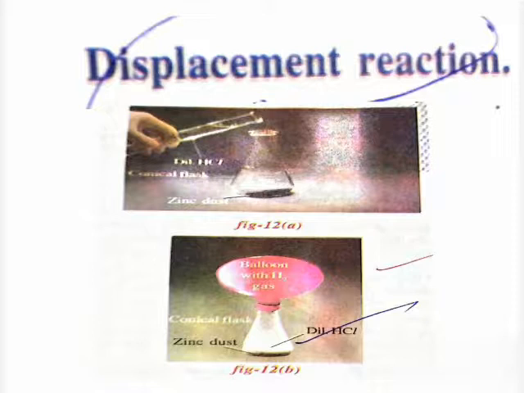Okay, so to understand this displacement reaction, first take some quantity of zinc dust in a conical flask and add hydrochloric acid to it slowly. Now take a balloon and tie the balloon to the mouth of the conical flask.